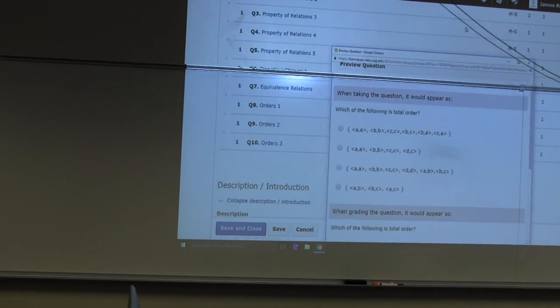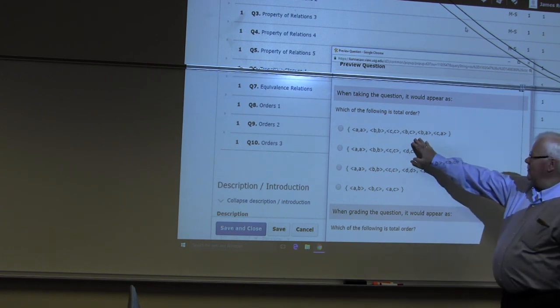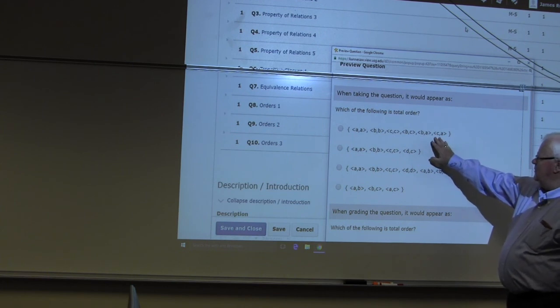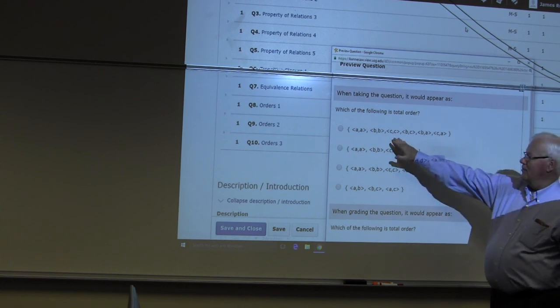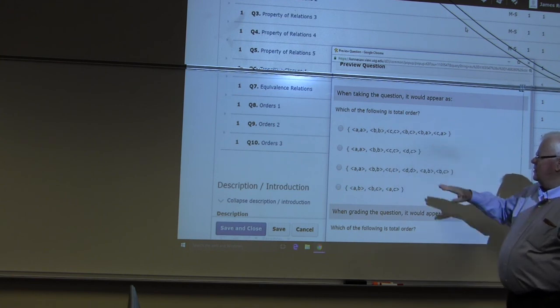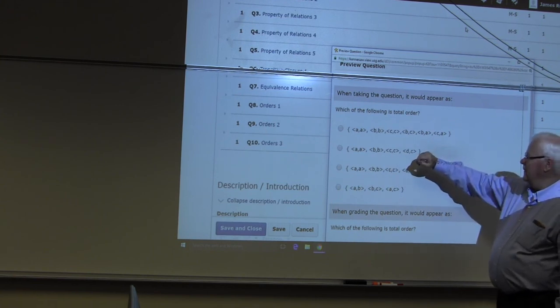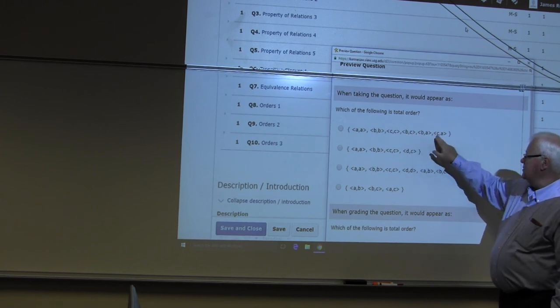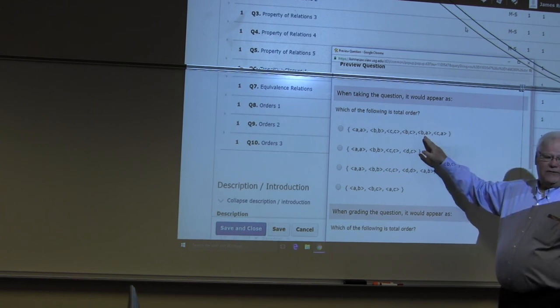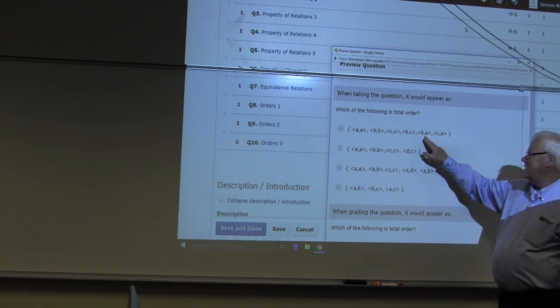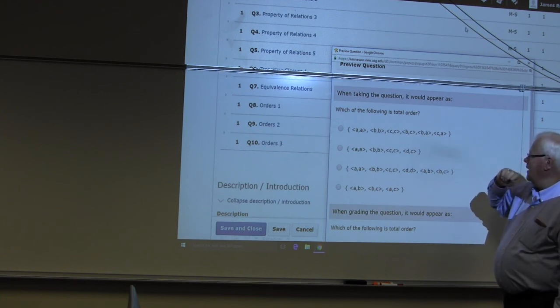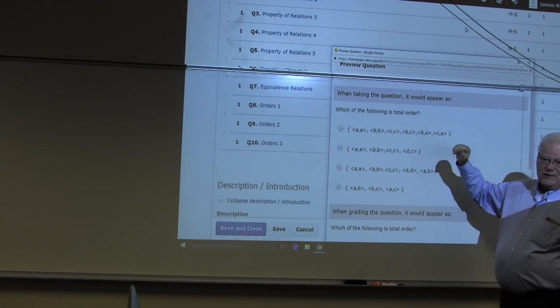Okay, which of the following is a total order? Well, let's see. How about this one? Do we have reflexivity? Yes. We do, don't we? We've got AA, BB, and CC, and they're the only elements mentioned. Do we have transitivity? I've got B to C, C to A. Do I have B to A? I do, don't I? Be careful, they don't have to be in order. Okay? So I've got B to C, C to A, B to A. Now, do I have any other? No, I don't have any other opportunities to be transitive, do I?